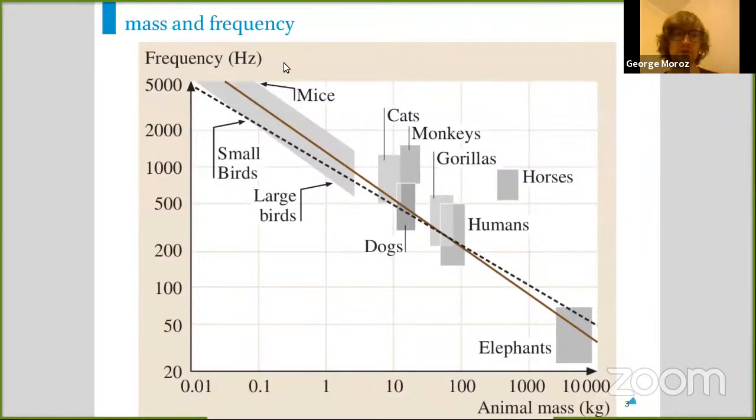So the first thing that we need to say about different animals and different frequencies is that there is a correlation between animal mass and the frequencies that they use. This is due to the larynx structure. Here is a log scale of mass. At the upper part we have small mass, for instance mice or large birds, and then you see cats, monkeys, humans, horses, and elephants. So here you have small creatures and huge creatures, and the frequencies that they use more or less correspond to this.